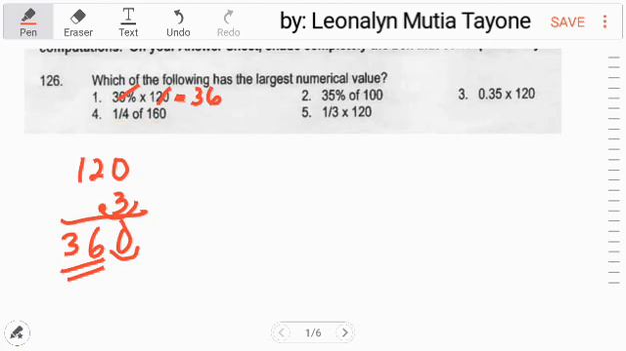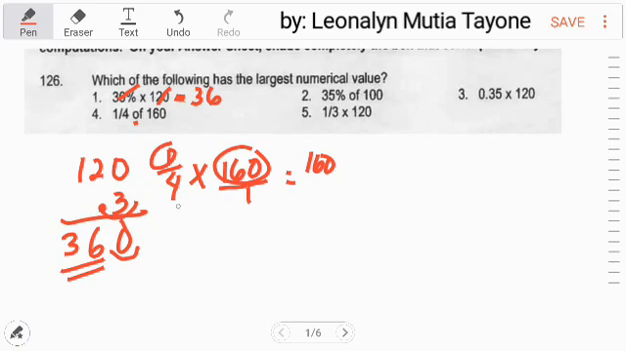Next, 1/4 of 160. Pag sinabing 1/4 of 160, multiplication yan siya, yung of. Then, yung 160 whole number yan, lahat ng mga whole numbers, mayroon yung automatic na denominator na 1. Numerator to numerator, that is 160. 4 times 1 equals 4. 160 divided by 4, and that is 40. So, ito ay 40. Next, 35% of 100. Of course, that is 35.